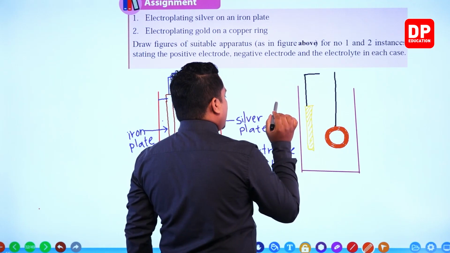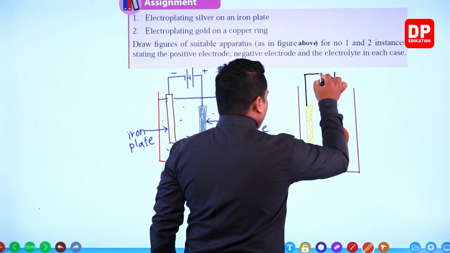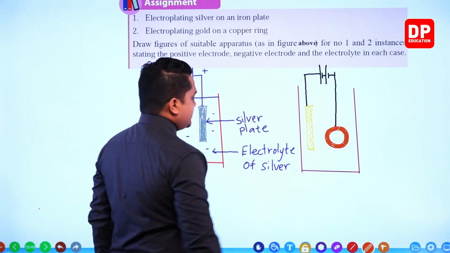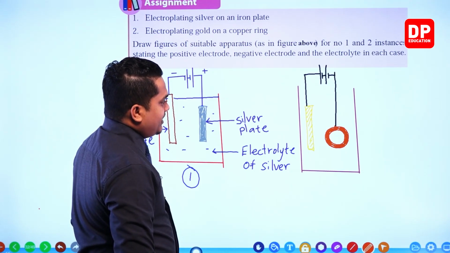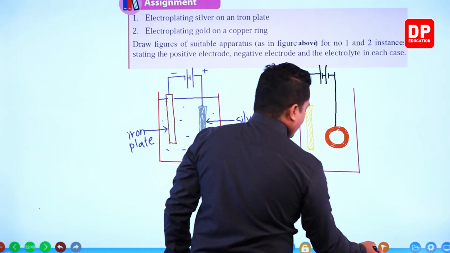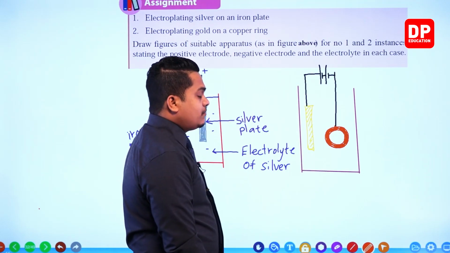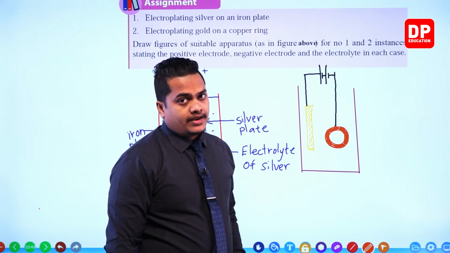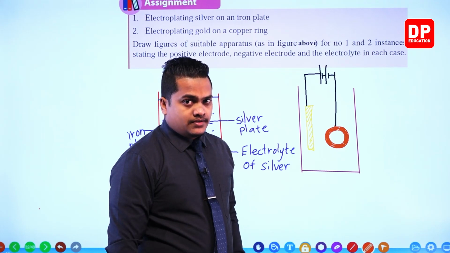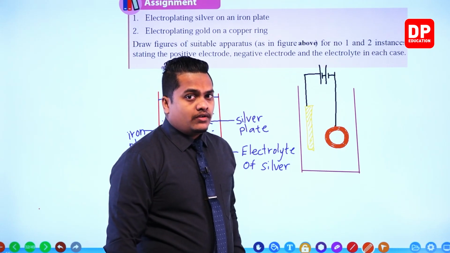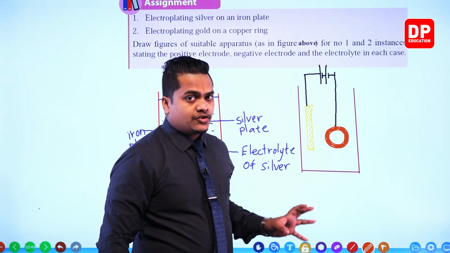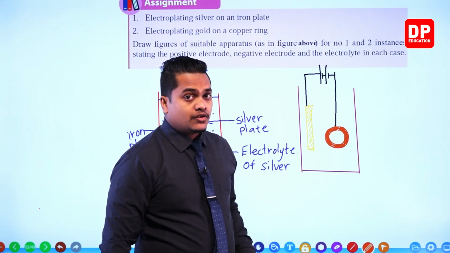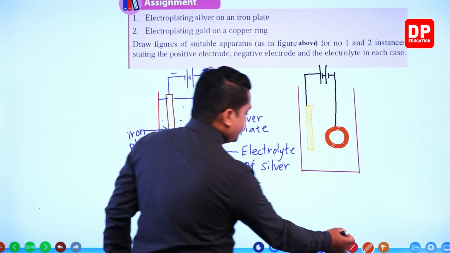This is the gold plate and it should be the positive terminal, the longer one. This is the copper ring and it should be the negative terminal. And the electrolyte should also be from gold, like gold chloride or gold sulfate or that kind of a salt. That kind of a salt should be used as the electrolyte, solution of gold salt, right?